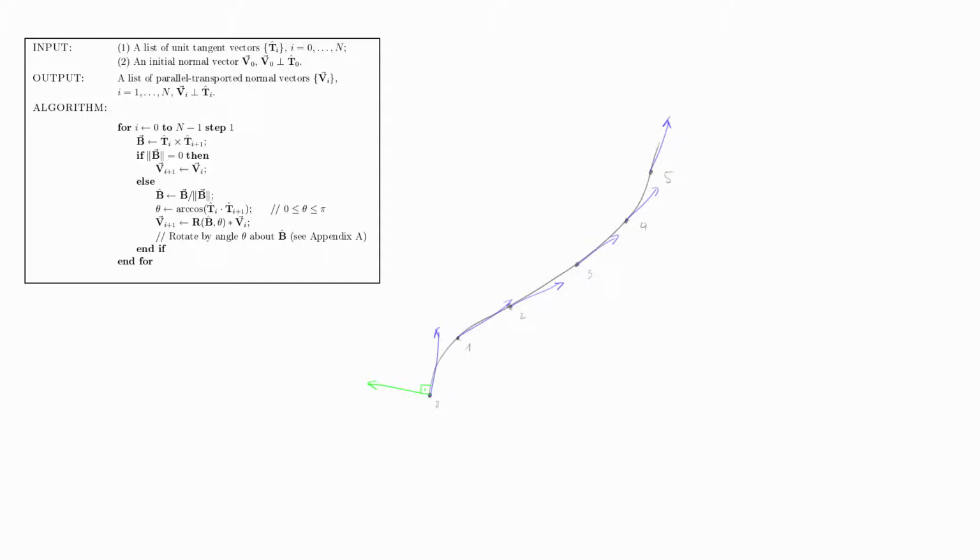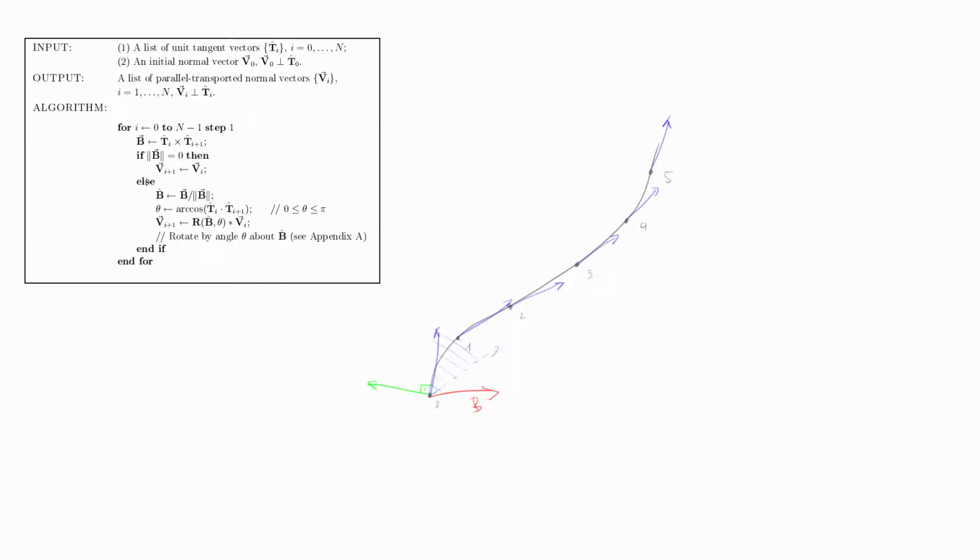What is this? Well, if we take this second tangent here and put it here temporarily, like so, these two vectors will span a plane. And if you remember how the cross product works, the cross product gives us the vector that is orthogonal to this plane. So something like this. This is b, our temporary bitangent.